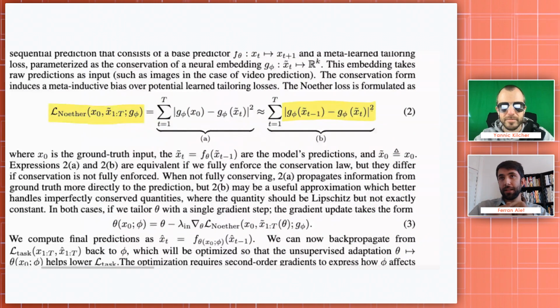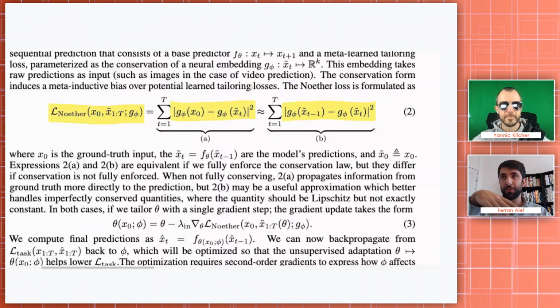You know for a fact that there are two ways of conserving G. They're roughly equivalent if you fully impose them. If you don't fully impose them, they're not fully equivalent. That's why we put the approximate sign.